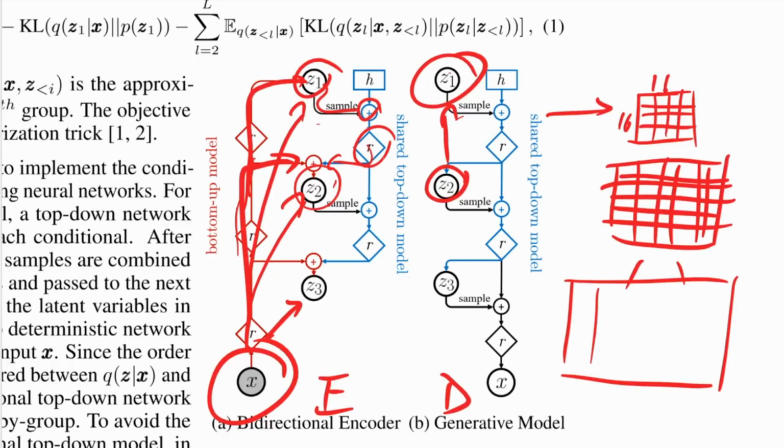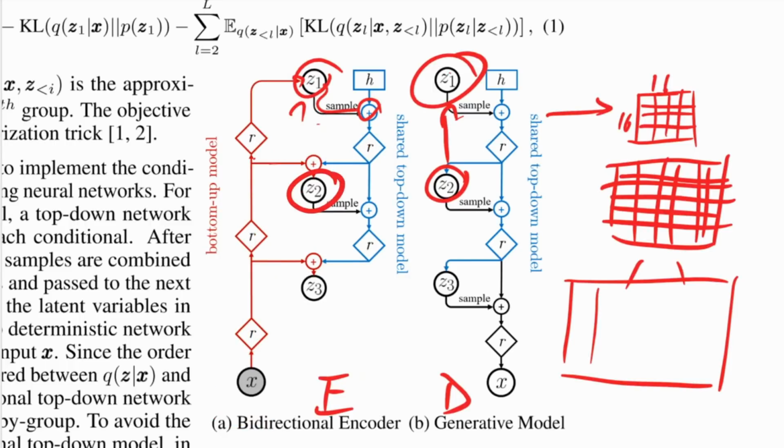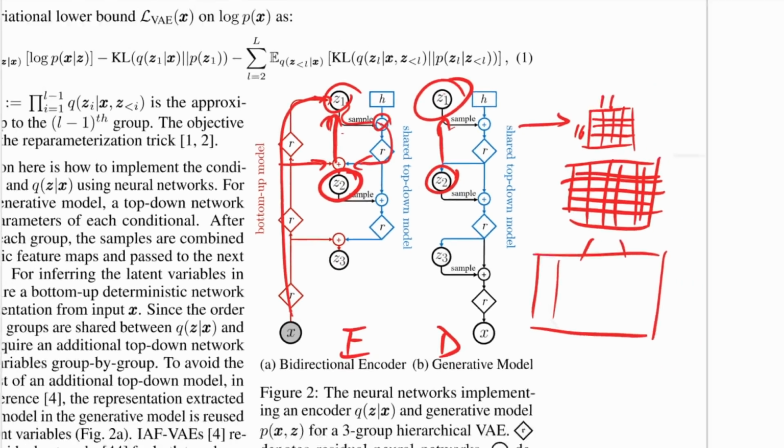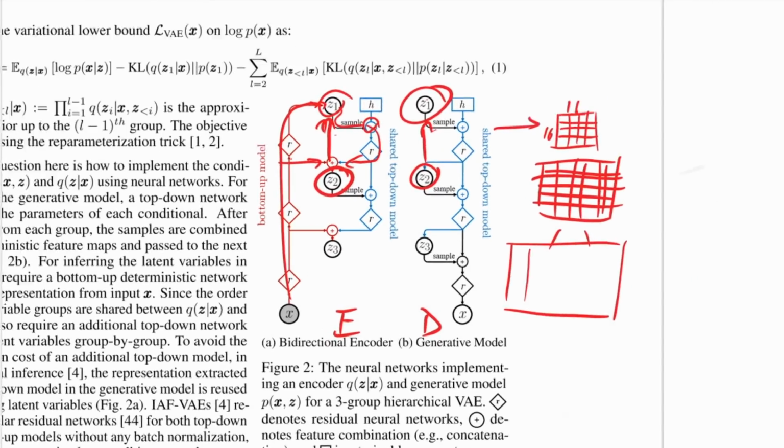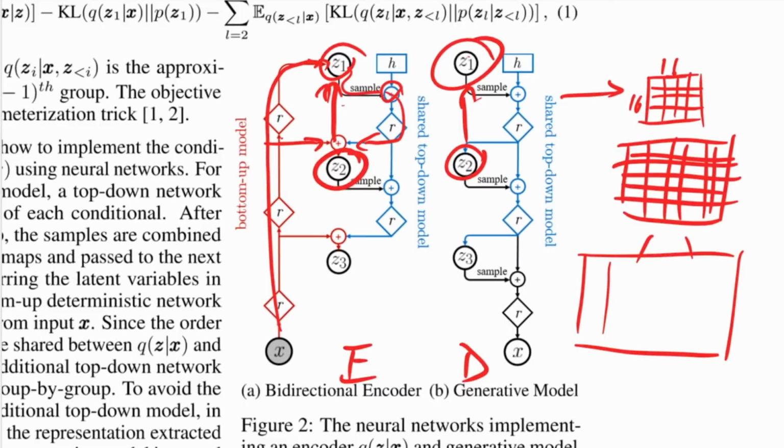In fact, these models are shared. And then you can see that Z2 now depends on Z1 in this procedure, because you go here and here. Z3 in turn would depend on Z2 and Z1. And you have a properly hierarchically factorized model right here. Okay, so this is called a hierarchical VAE.